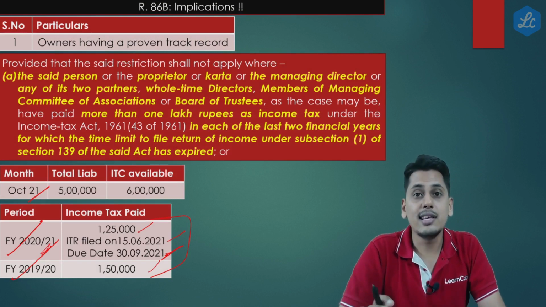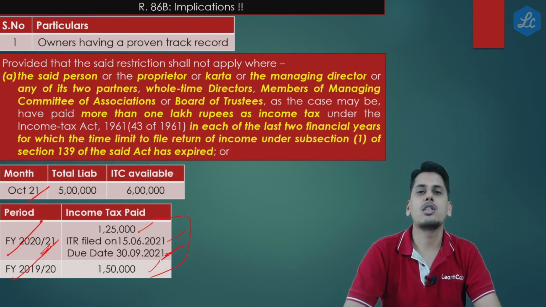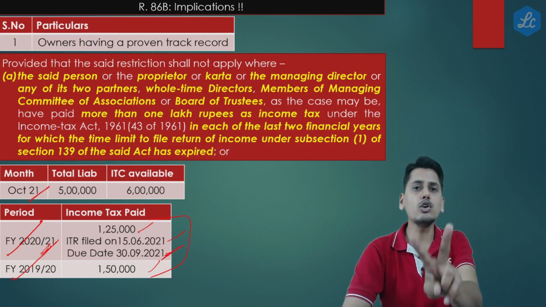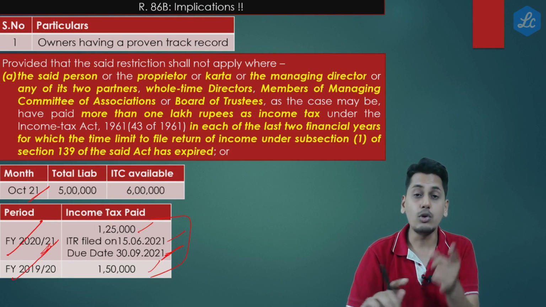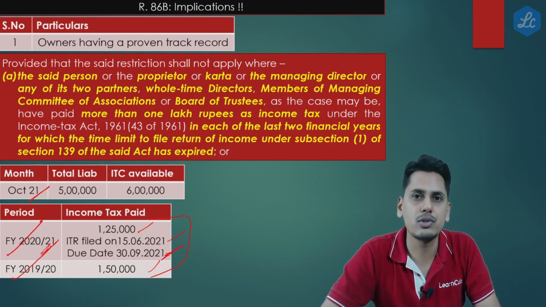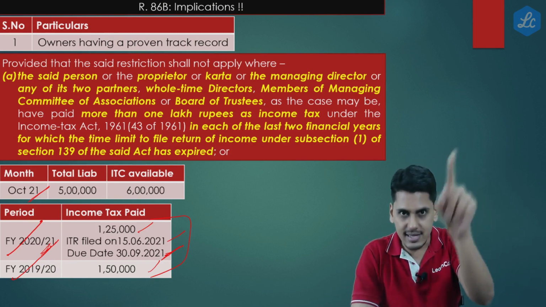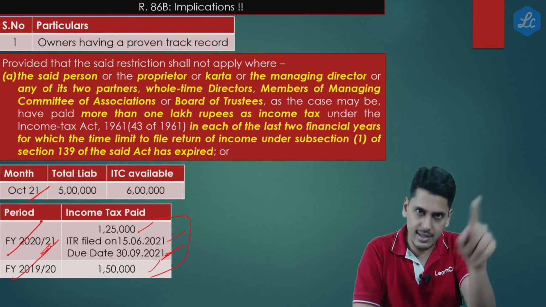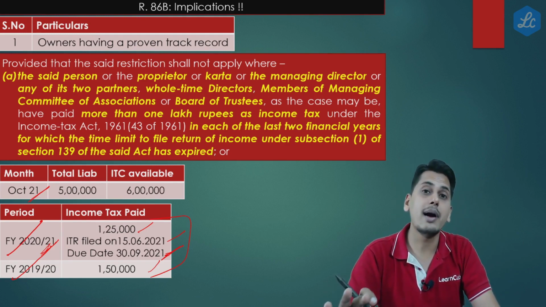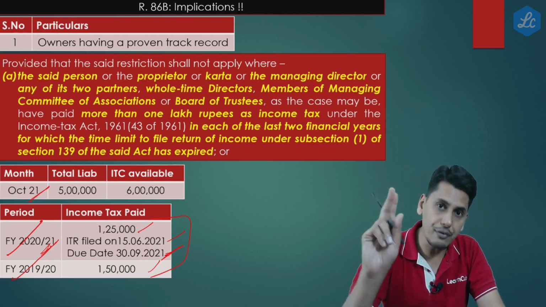So friends, this was the relaxation in relation to proven track record as far as the income tax law is concerned. The relaxation is very simple. There are 2 steps. Step number 1, you have to zero in on the person whose income tax returns you are supposed to see. Either the registered person himself, or the proprietor or the karta or the managing director. Here onwards it is plural, or any of its 2 partners.